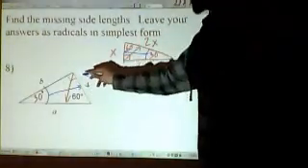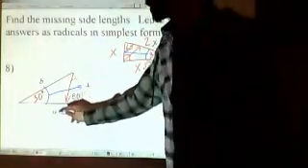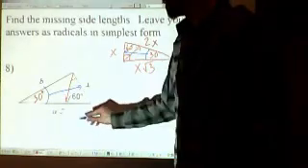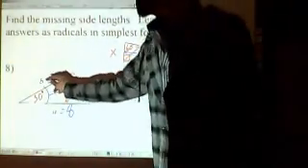So let's look across from our 30. What do we have? We got 4. So I know the hypotenuse is going to be double whatever was across from 30. So we have 4 across from 30, so the hypotenuse is going to be double of 4. And 2 times 4 is 8. All right, that's not so hard.